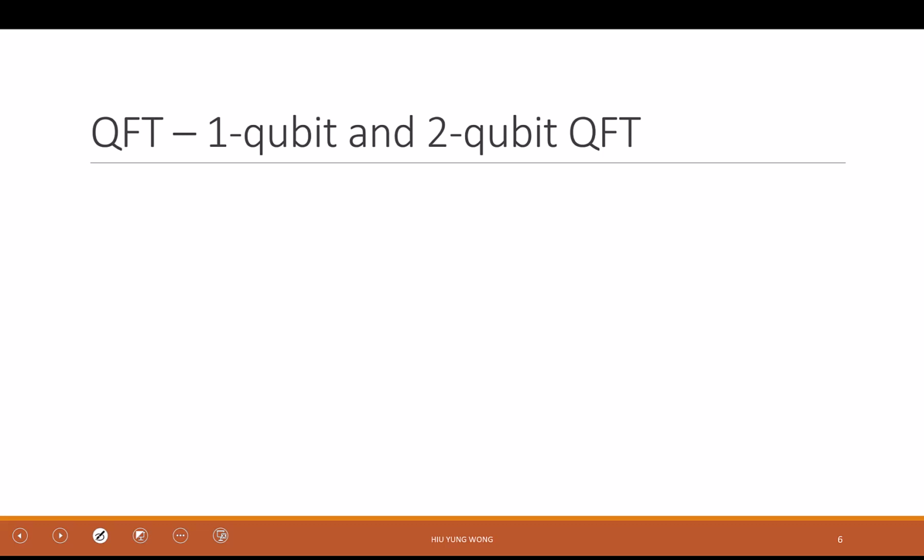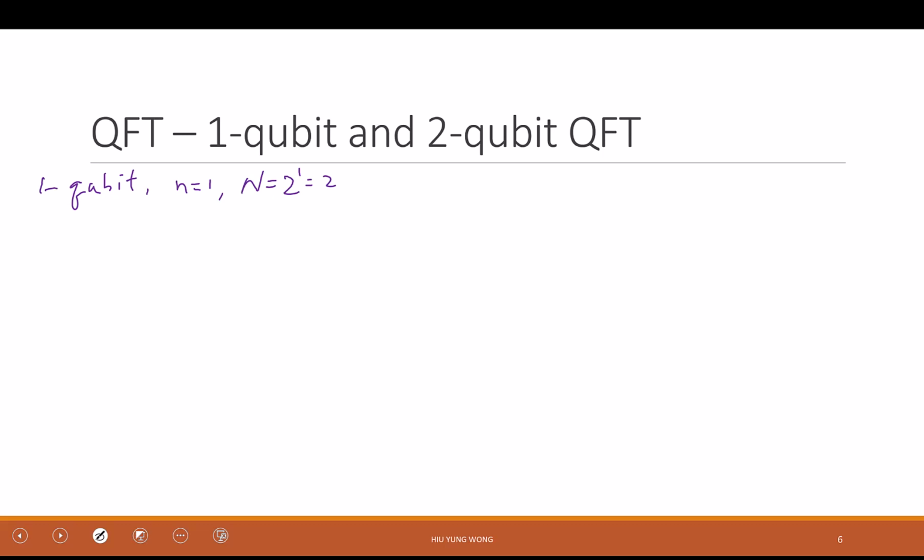Now, let's look at an example. Let's find the one-qubit quantum Fourier transform gate. One qubit means what? What is n in one qubit? It means small n equals 1, capital N equals 2 to the power 1, which equals 2, right? So what is the size of the matrix? It should be 2 by 2, right?